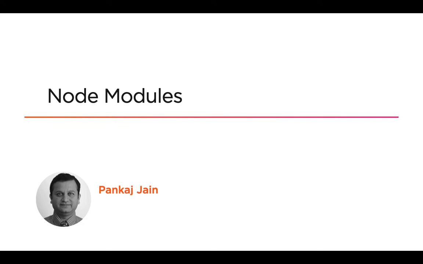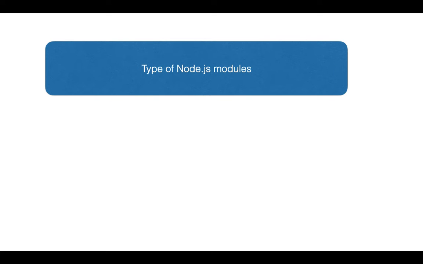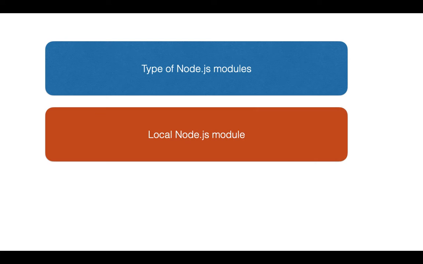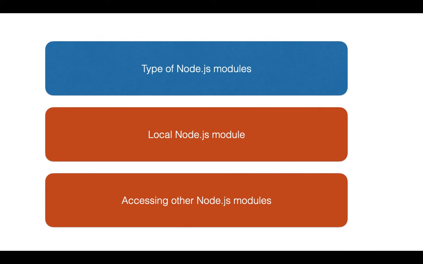Node.js modules are the essential building blocks in a Node.js application, allowing developers to organize and encapsulate code for better maintainability and reusability. In this video, we will learn about the types of Node modules, create a local Node module, and see how modules can talk with each other, accessing variables and methods declared in the other module.